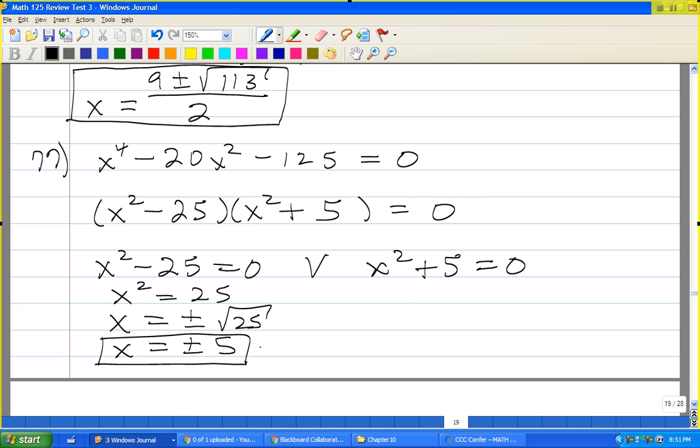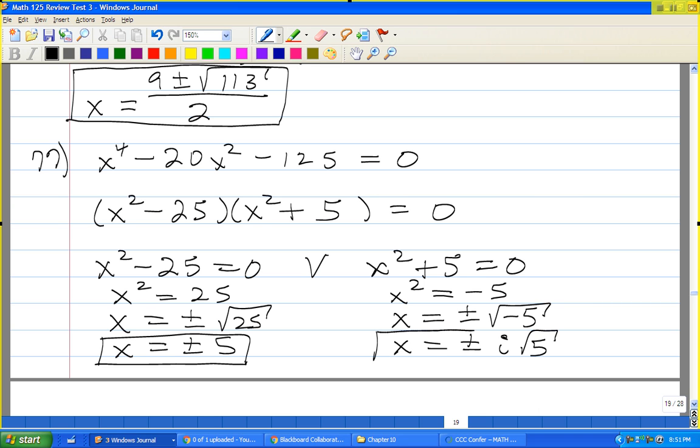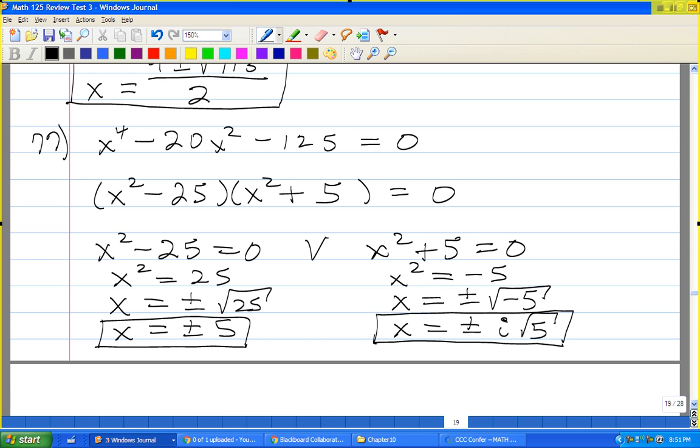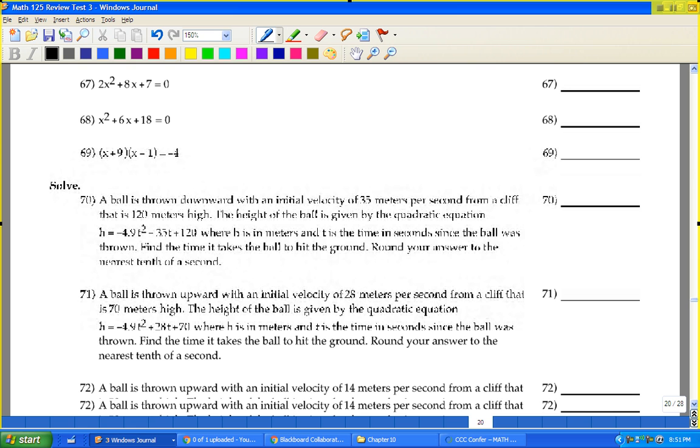And subtracting 5 from both sides, x squared is equal to negative 5. So by the square root property, x is equal to plus or minus the square root of negative 5. Well, the square root of negative 5 is just i rad 5. And so I have two more solutions, plus or minus i rad 5. And so those are my 4 solutions to this polynomial of degree 4.